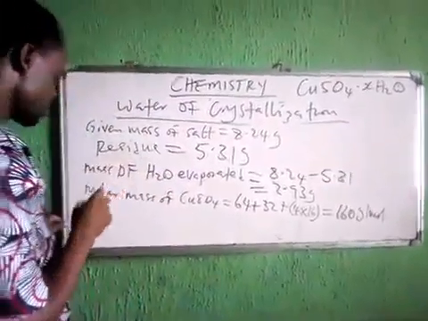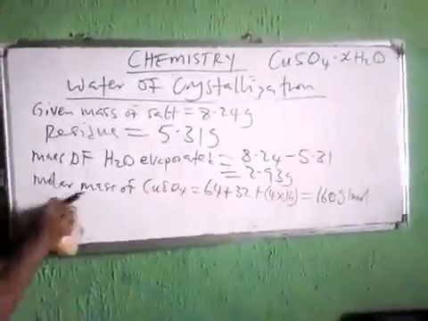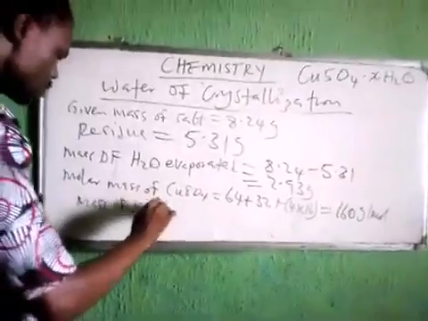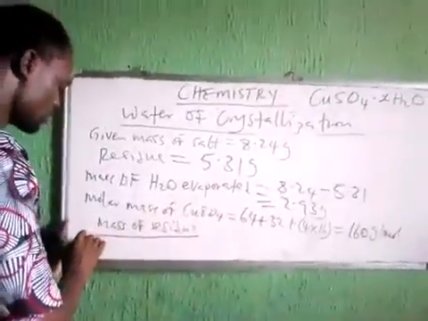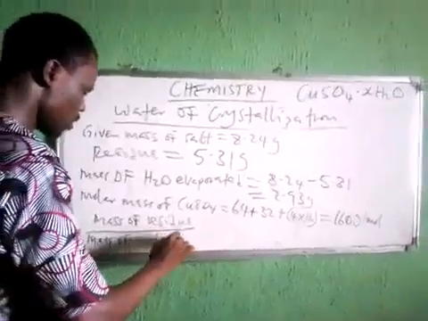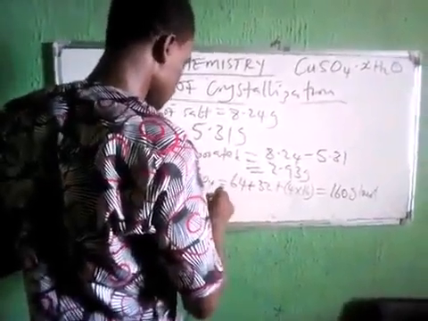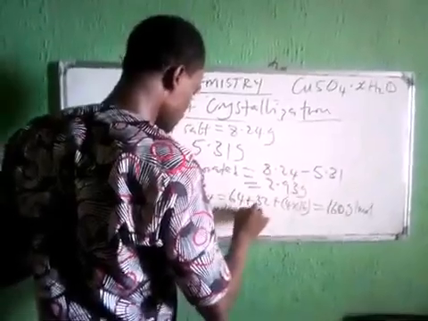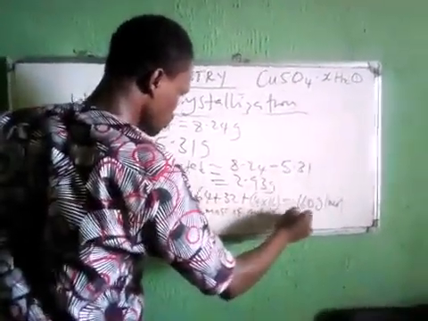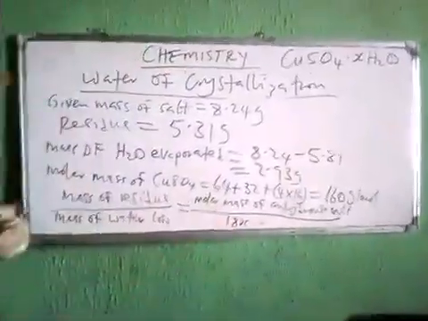Now remember the formula you are going to apply: mass of residue over mass of water lost equals molar mass of anhydrous salt over 18x. This is the formula you can apply.